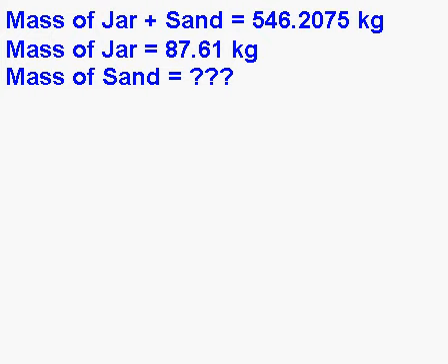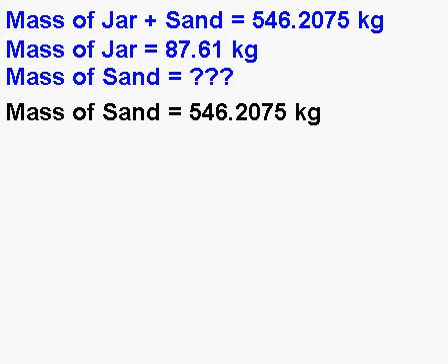So the question is, what's the mass of the sand? Well, it's pretty easy to set up. The mass of the sand is just going to be the difference between the mass of the jar and the sand and the mass of the jar by itself. So the mass of the sand is 546.2075 kilograms minus 87.61 kilograms.